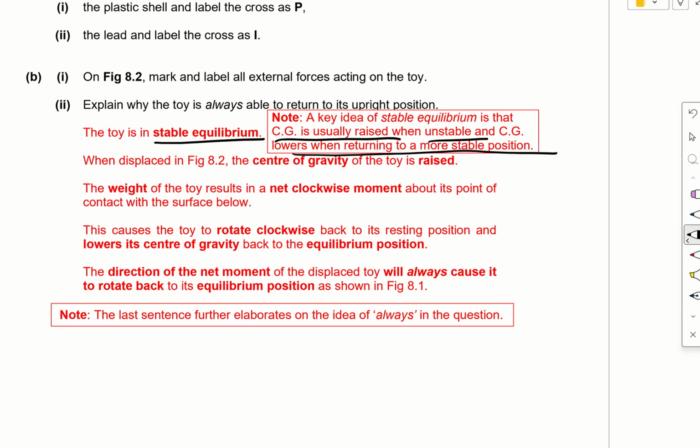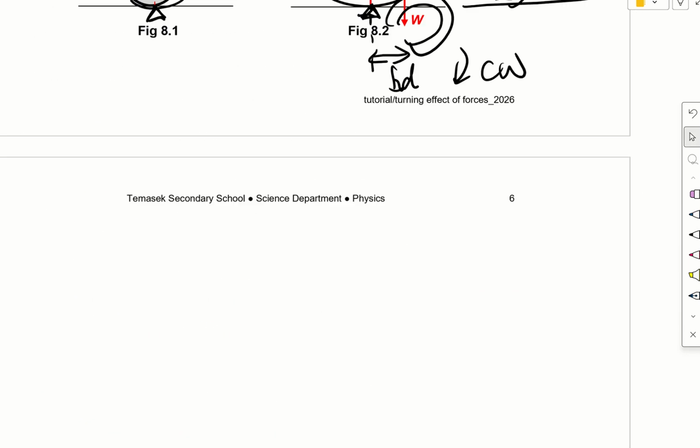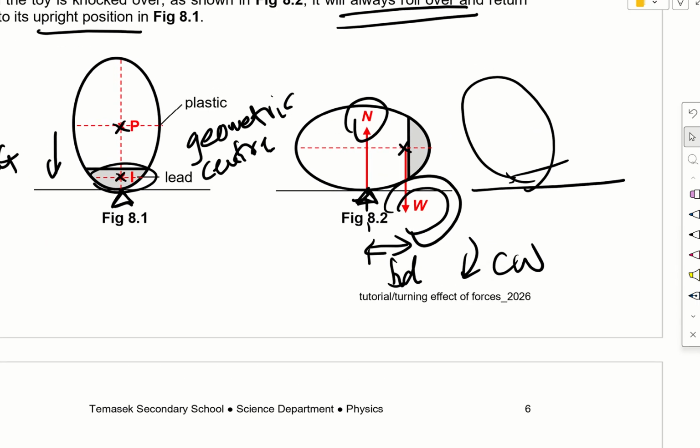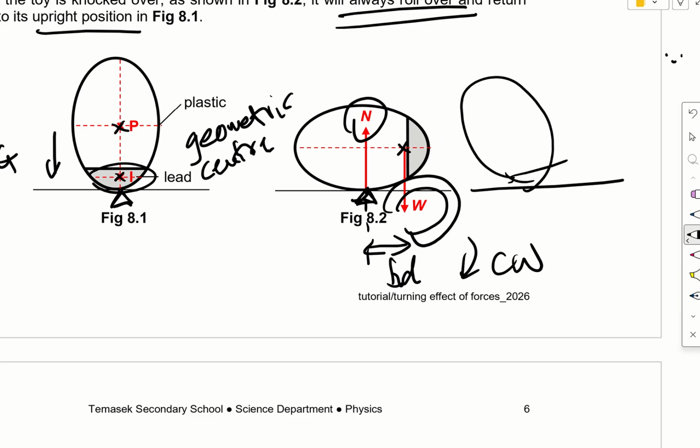I'll see if I have time to explain this later. When displaced in figure 8.2, the center of gravity of the toy is raised. Is it true? Yeah. You see, actually this is where the CG of this whole toy is. Take note, it is the whole toy. So it's somewhere here, something like this.